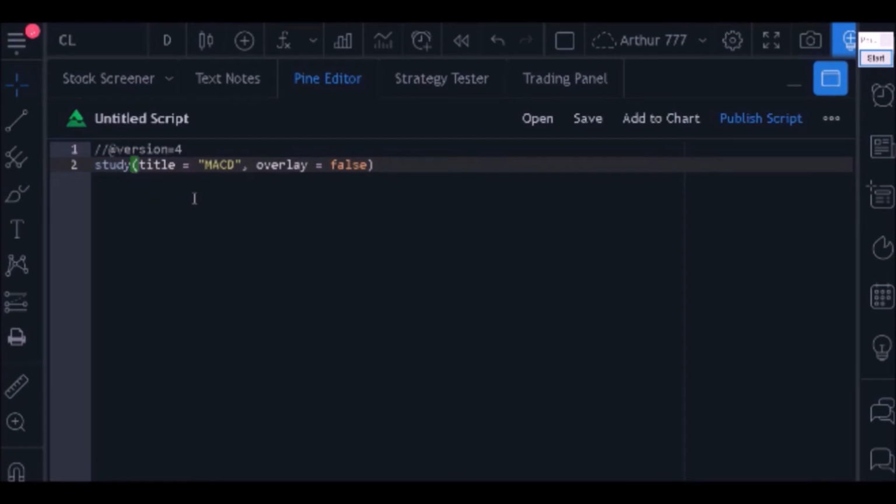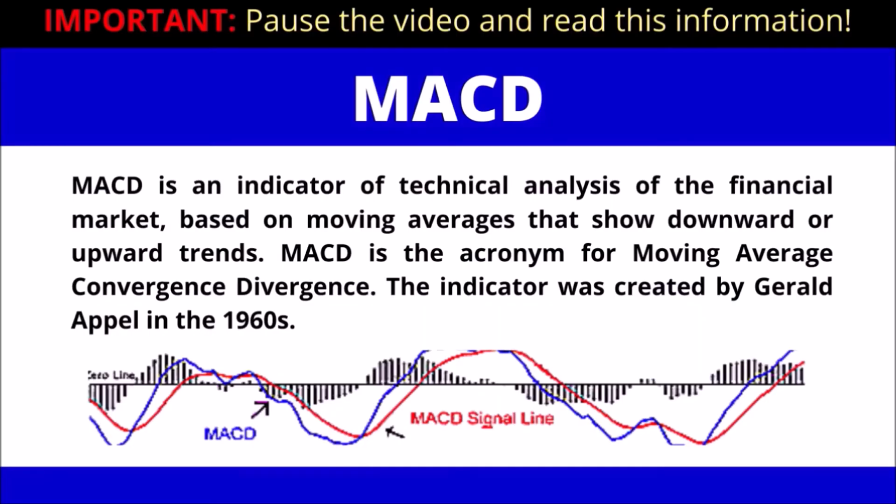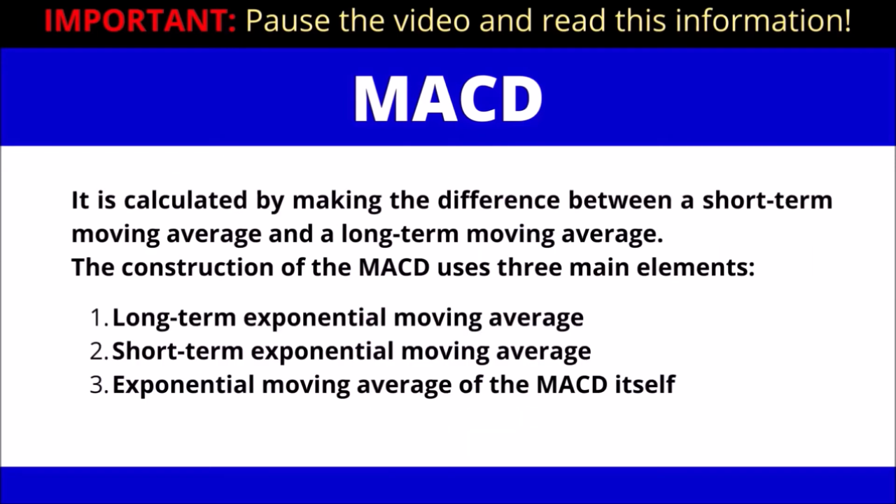separate window. Before starting the construction of MACD, let's get to know a little more about this indicator. MACD is an indicator of technical analysis based on moving averages that show downward or upward trends. MACD is the acronym for Moving Average Convergence Divergence. The indicator was created by Gerald Appel in the 1960s.